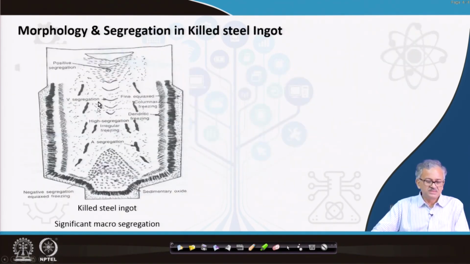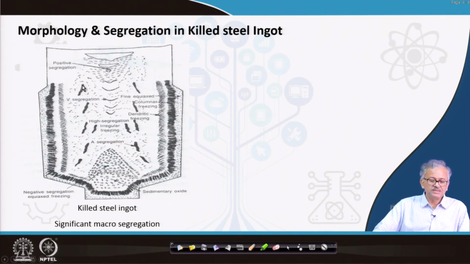This is your killed steel. You can find a very fine skin here, and these are the columnar grains. So you don't have any blowholes here. Then the equiaxed structure is there. Fine equiaxed structure has formed, and throughout the inside there is equiaxed structure.